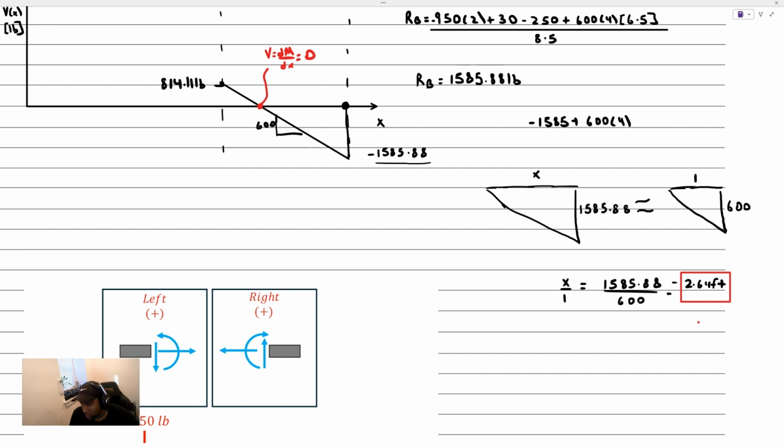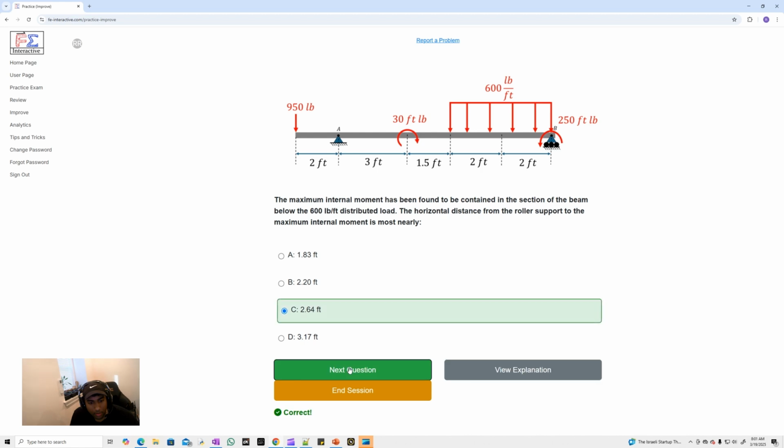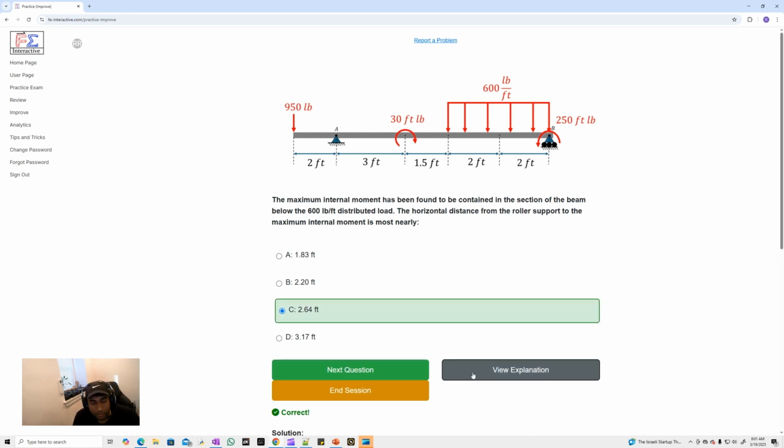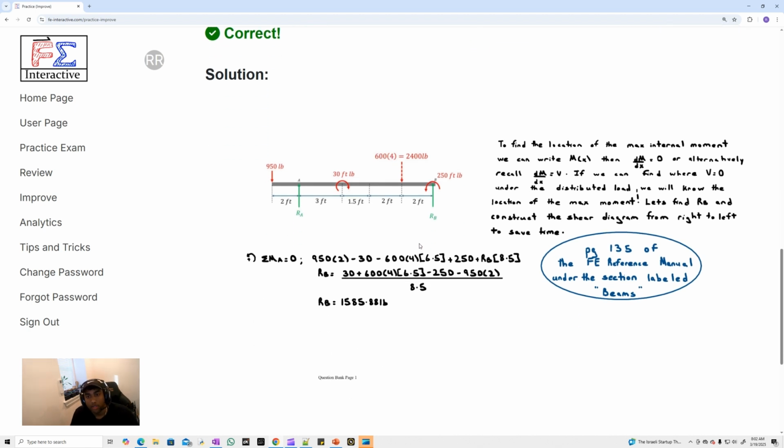Okay, so let's go ahead and check our answer. See if we got that down. So we got the answer correct. If we go ahead and view this explanation, just to review what we just did in this video, we basically had an argument where we said if we had a moment diagram, we could look at the peak. If we could identify where the peak is, we could find the location. Alternatively, if we could write the moment as a function of x, we could just take its derivative, set it equal to 0. We could find the maximum in that way.